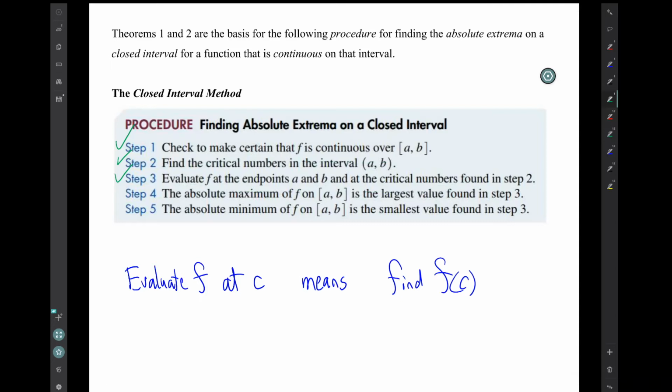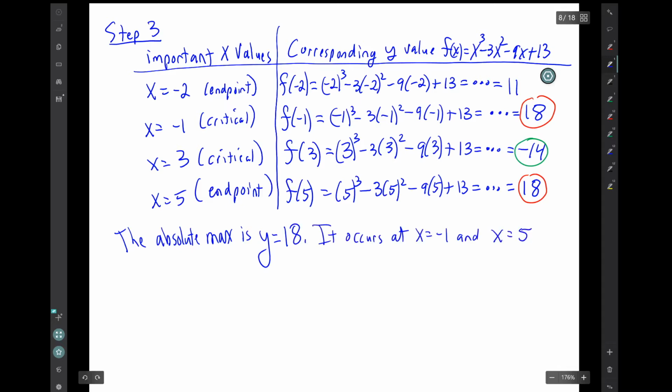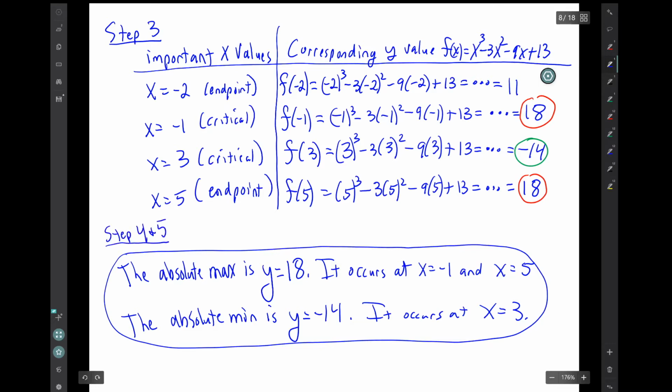Now, basically, we wrap it up. We simply observe the largest value on that list of y values, and we identify that as the max, and then we observe the smallest y value on that list of y values, and we identify that as the min. Well, notice that the greatest y value on this list is 18. And the least y value on this list is minus 14. So there's the result of our step 4 and 5.